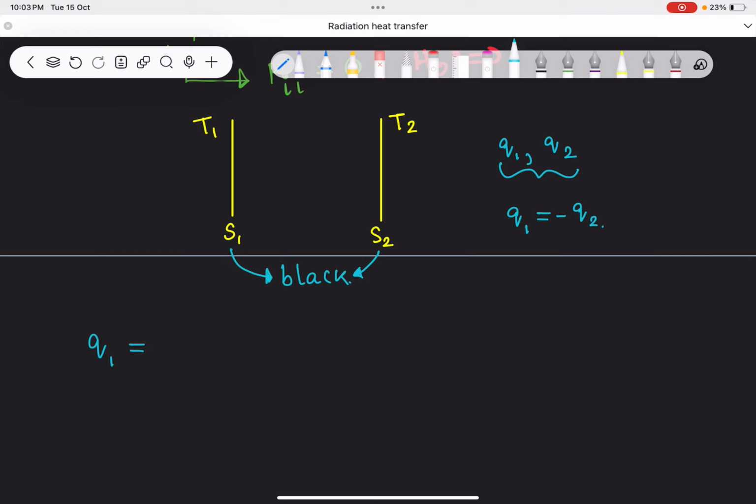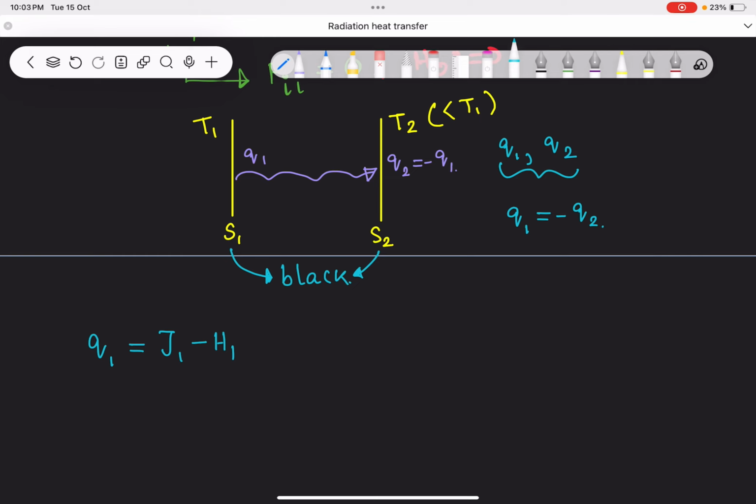We already know that Q1 is equal to J1 minus H1. Let us assume that heat is going from this to this. So this is Q1 and this is Q2, and Q2 is equal to minus Q1. That means I am assuming that T1 is greater than T2, or T2 is less than T1.